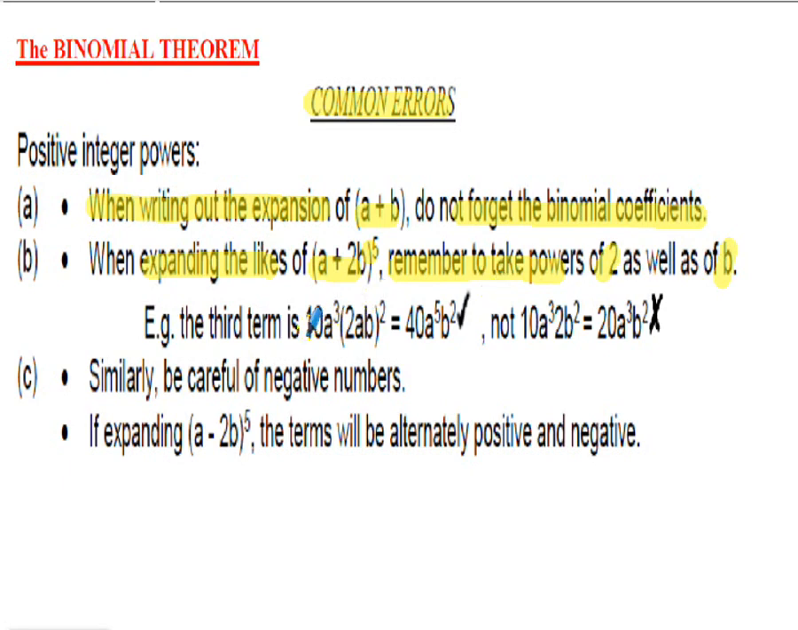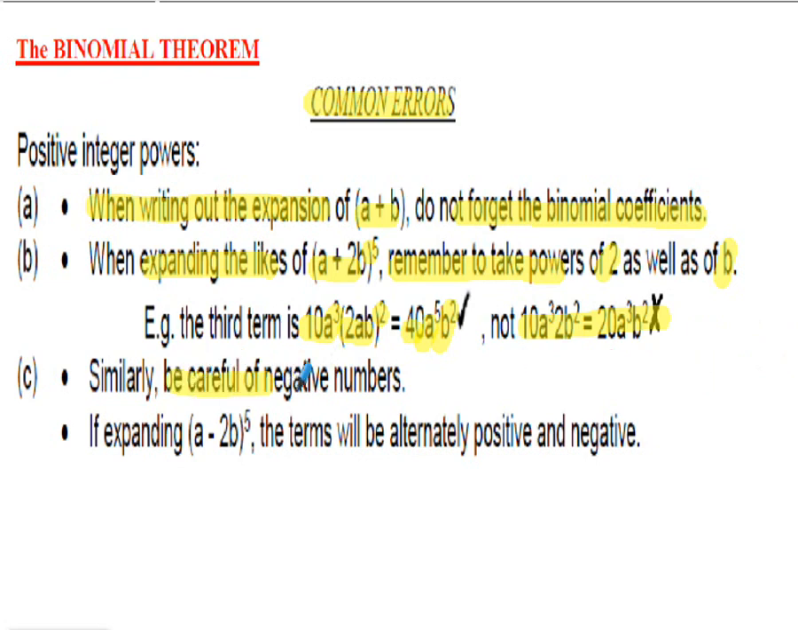If you've got something like 10a cubed multiplied by 2ab squared, the solution there is 40a to the 5b squared. In other words, you will square the 2 inside the bracket to get 4, and 4 times the 10 is 40. The a to the 5 and the b squared come from the laws of indices. You do not get this expression. Just be careful of that.